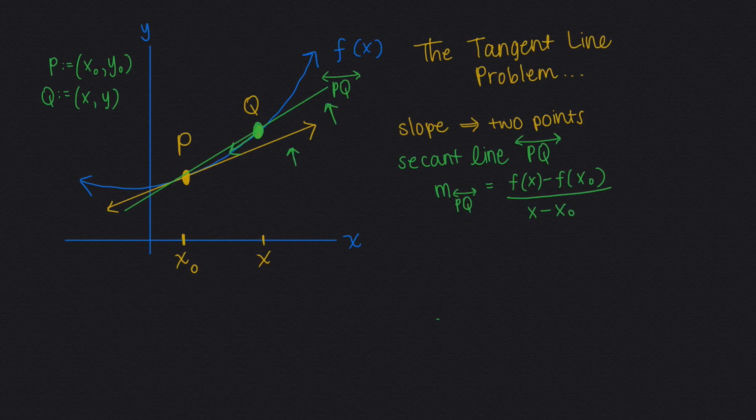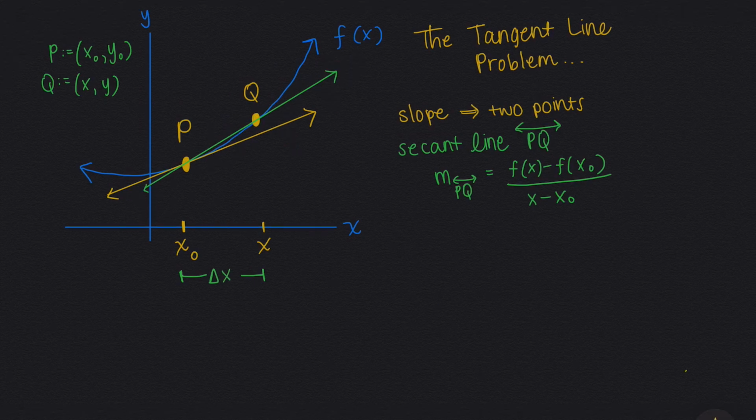I would just like to add a little bit of notation here. It's useful to consider this distance between x and x naught as the change in x. Now, using this notation of change in x, we can rewrite the slope of the secant line, the slope of PQ, as, instead of writing x minus x naught in the denominator, we can just write change in x.